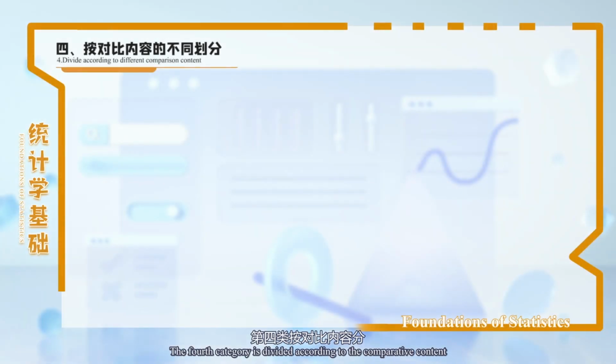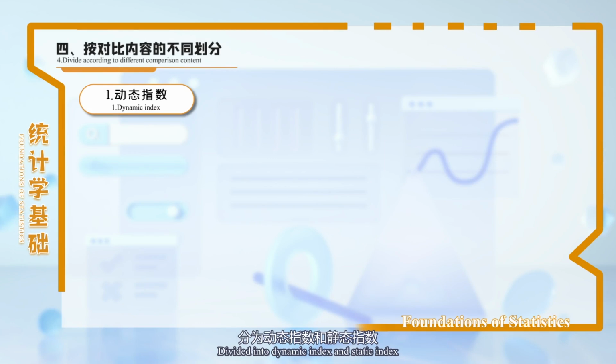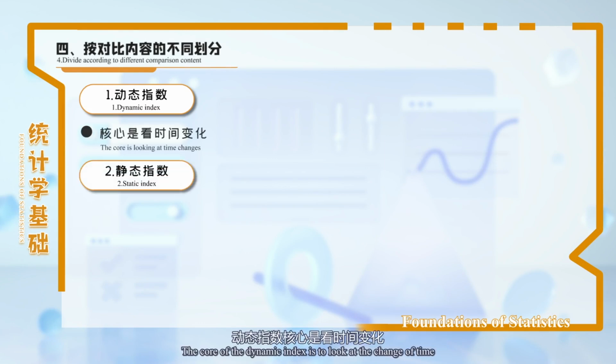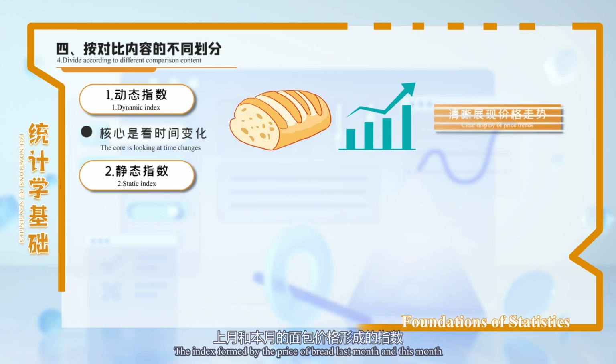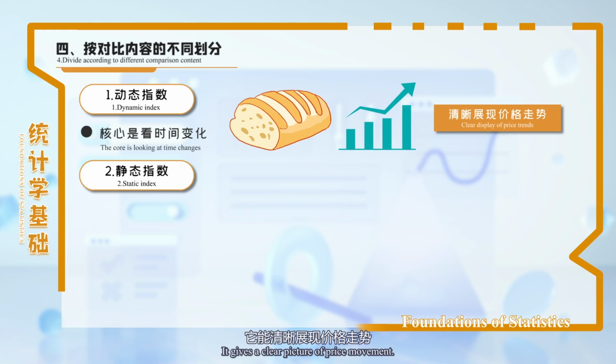The fourth category is divided according to the comparative content, into dynamic index and static index. The core of the dynamic index is to look at the change over time. For example, comparing different months, the index formed by the price of bread last month and this month gives a clear picture of price movement.